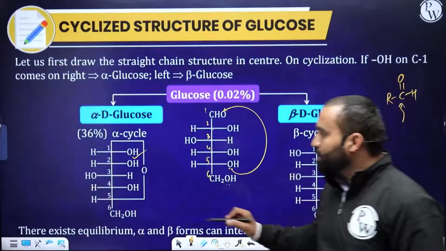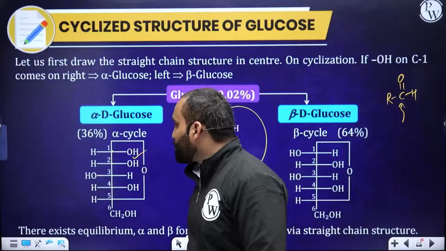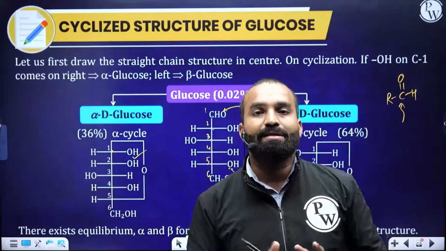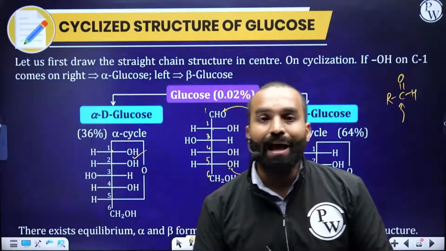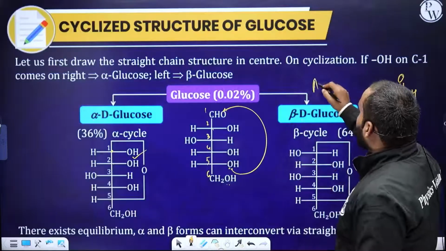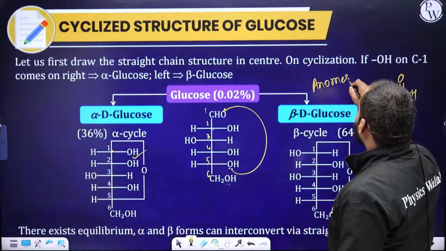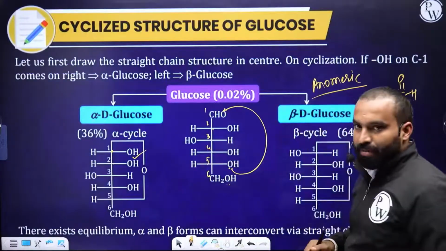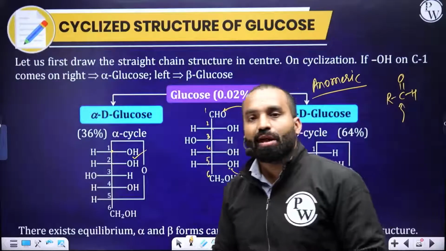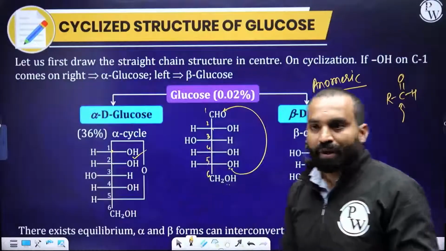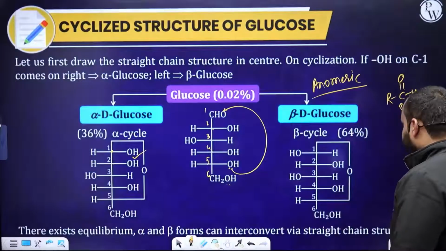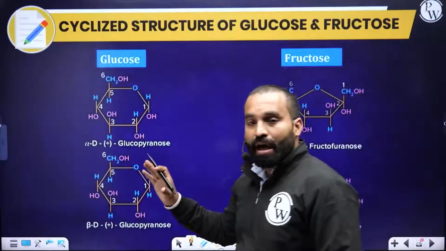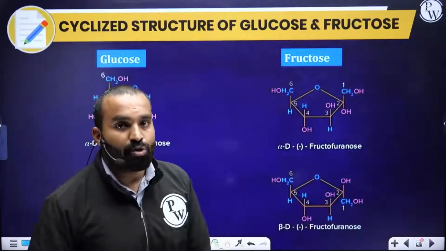If the configuration of carbon number 1 changes, it is known as an anomeric structure. They are anomeric structures to each other. They are two anomers of each other. Remember, alpha and beta glucose are anomers of each other. Understood, guys? Okay. Now, this is the cyclic Haworth projection of the glucose molecule.